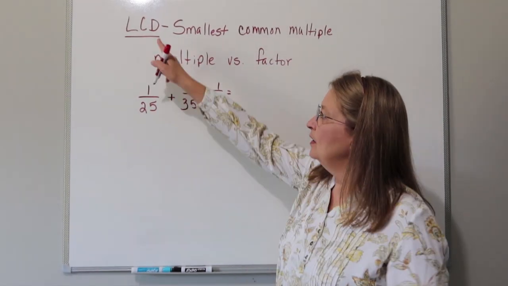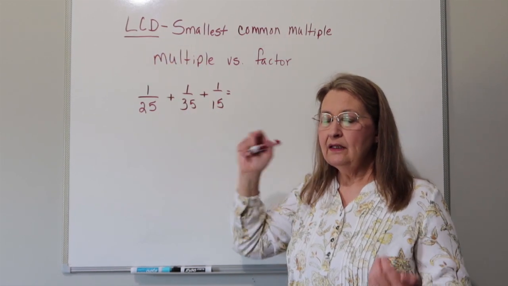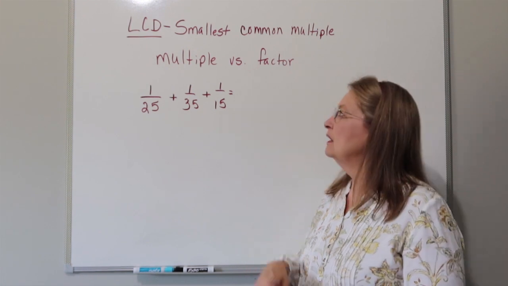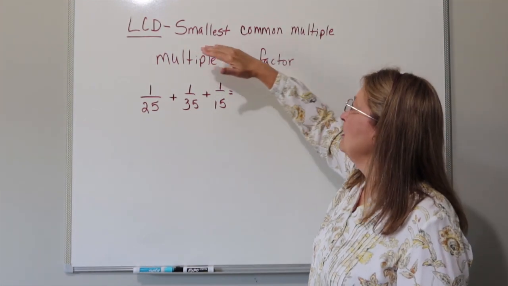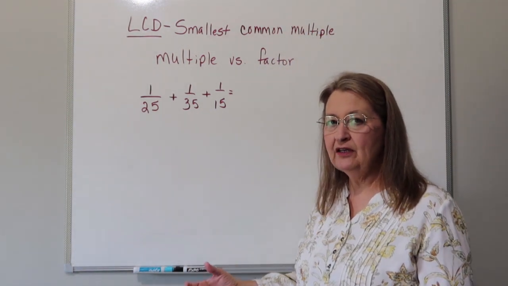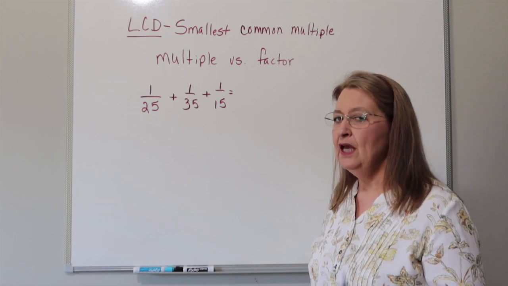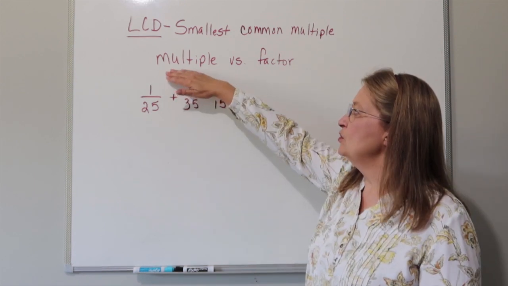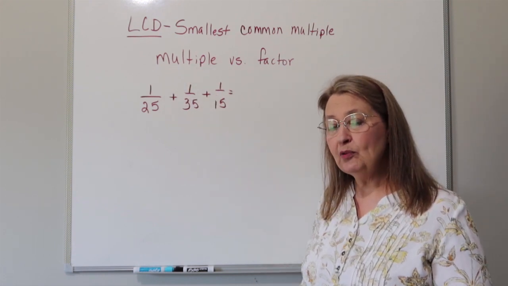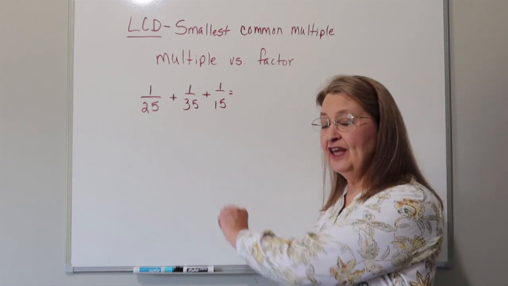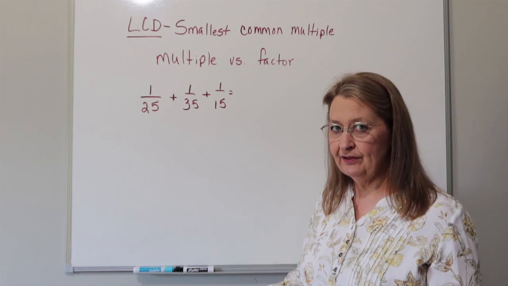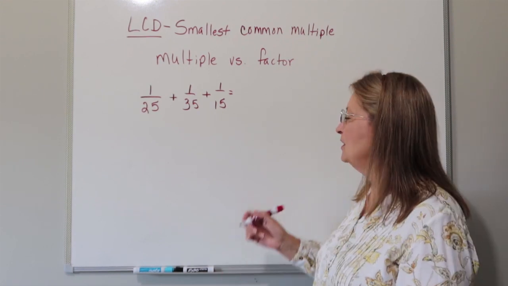So let's bump it up. What you're looking for is an LCD, a least common denominator, or a lowest common denominator. What is that? The lowest common denominator is the smallest common multiple between 2, 3, however many denominators you have. What does that mean? Recall the difference between a multiple and a factor. A multiple is a number that the given number goes into, whereas a factor is what the number can be factored into. Well, that didn't help much because I used those words. So let me give you an example.